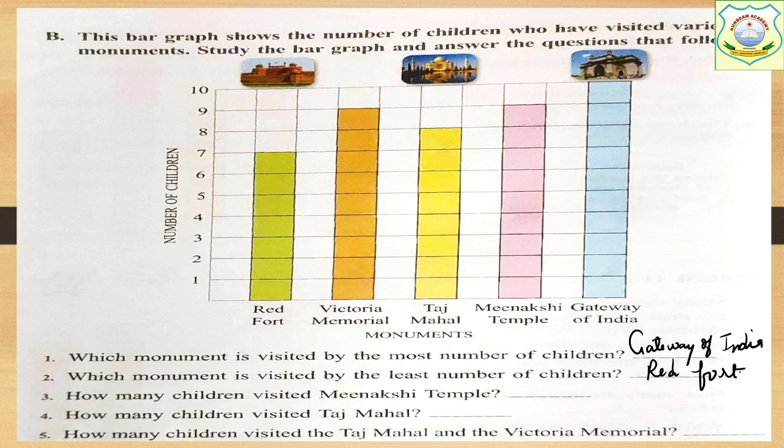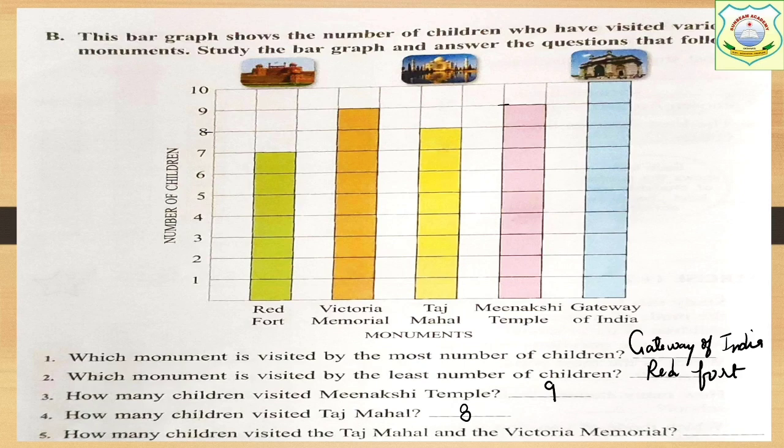Now, how many children visited Meenakshi Temple? How many children saw Meenakshi Temple? Where is this reaching? Up to which number? 9. So what will you write here? 9 children have visited Meenakshi Temple. Okay. Now, how many children visited Taj Mahal? Taj Mahal is on which number? 8. So 8 children have visited Taj Mahal.